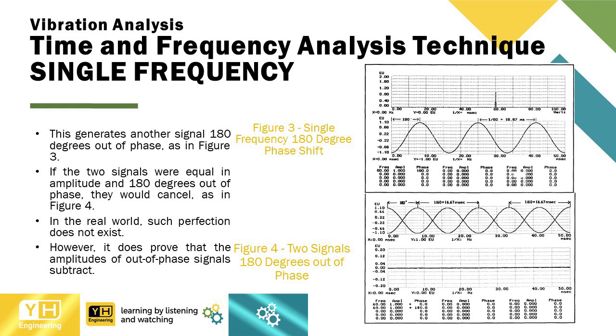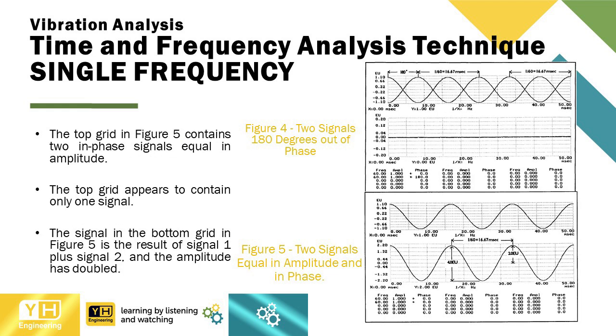If the two signals were equal in amplitude and 180 degrees out of phase, they would cancel, as in figure 4. In the real world, such perfection does not exist. However, it does prove that the amplitudes of out-of-phase signals subtract.